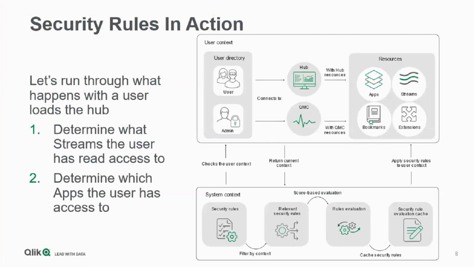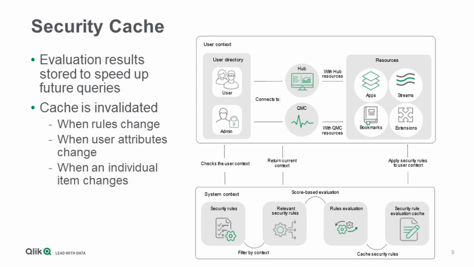These results are cached, and the next time that user goes to the hub, we don't need to do any of the rule evaluation or checking relevant security rules. We just check the cache, find the result, and return true, false, whatever the app's results are. That's what happens when you load the hub. A similar thing will happen when you load the QMC. When you load an app, we also need to check these rules.